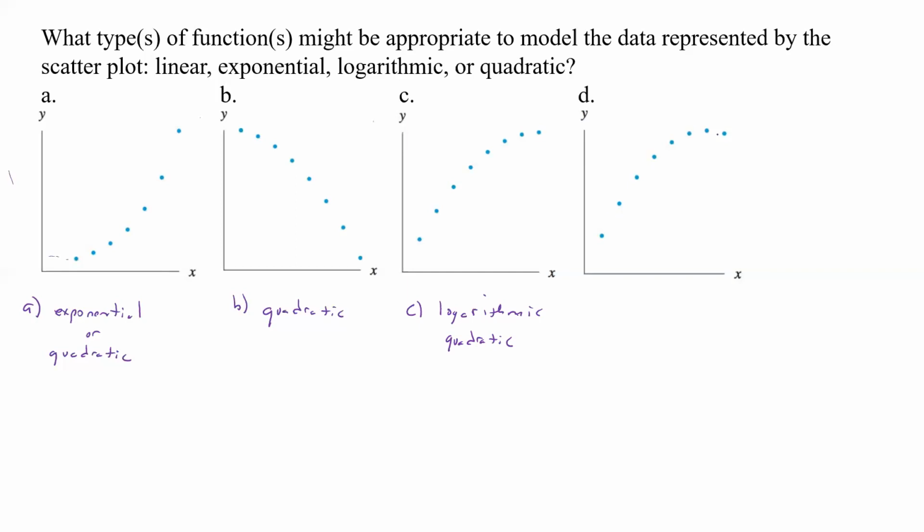Okay. Now the next one, it's very obvious what happens. It's going up and then it comes down. And so for D, the only possibility is a quadratic. Okay. So here we have two possible ones that could do it, and the other two are distinctly, they have to be quadratic.